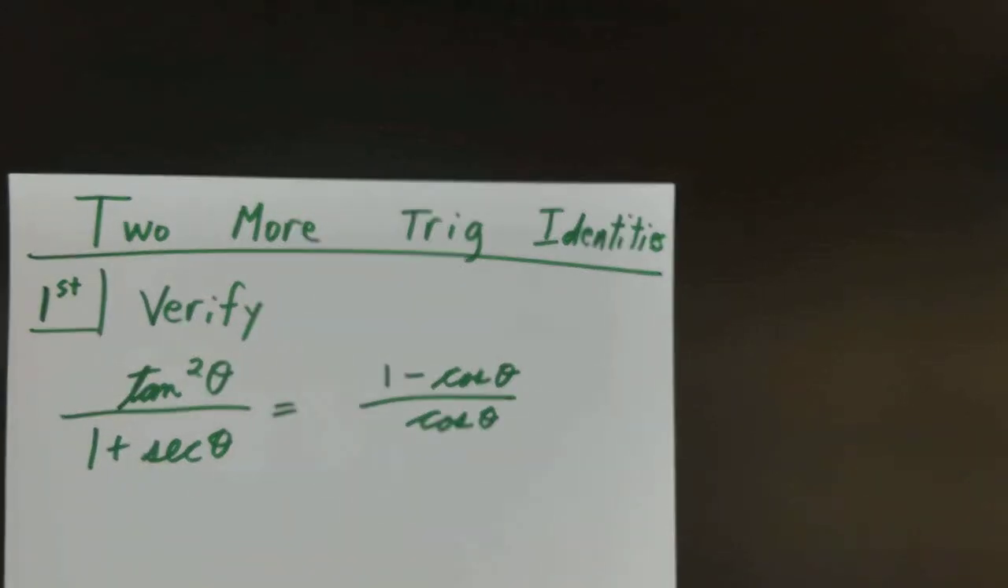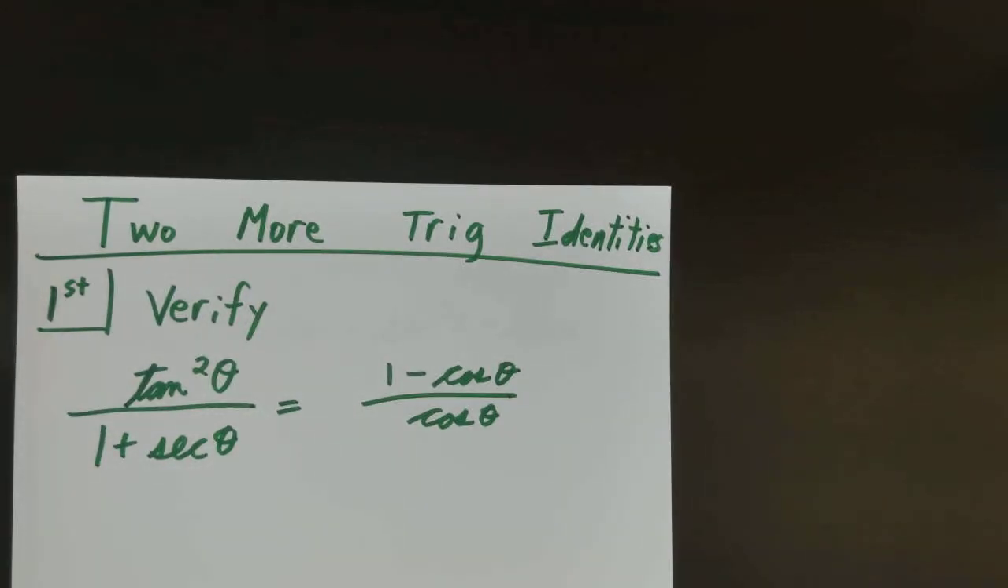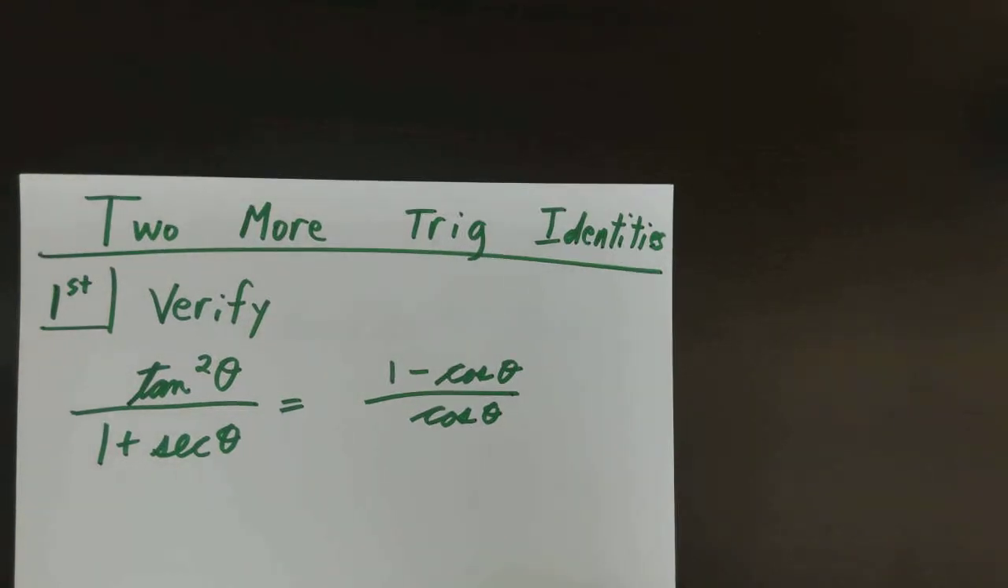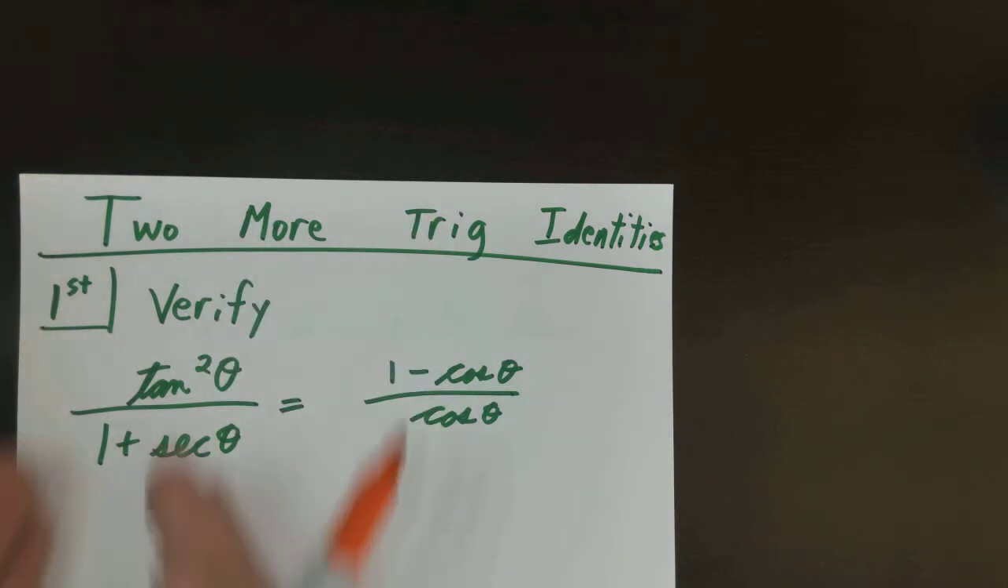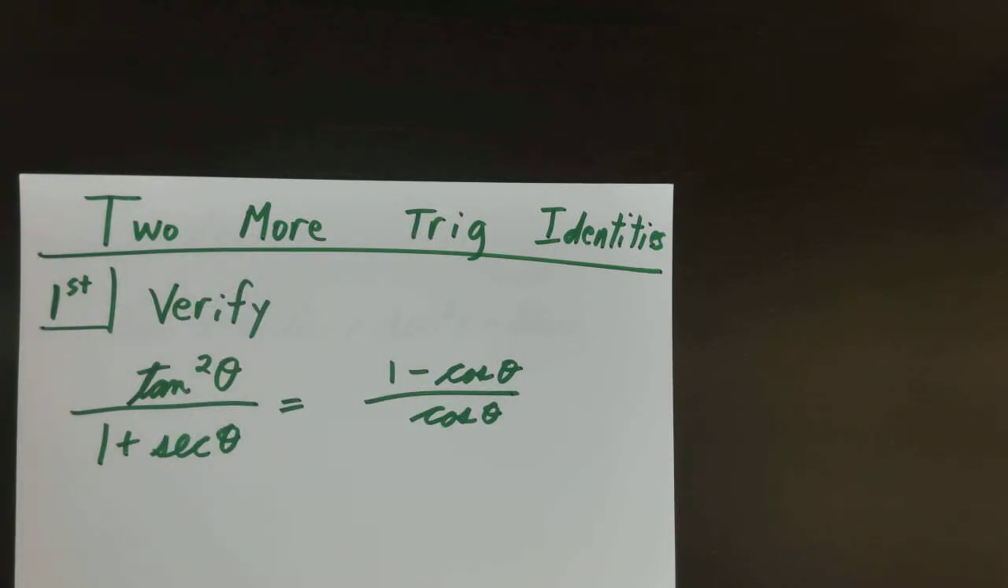Hi everyone. Just a couple more trig identities to show and work and practice how to verify. Look at this one. I've got tangent squared theta over 1 plus secant theta. I'm going to work with this side, see what happens here.